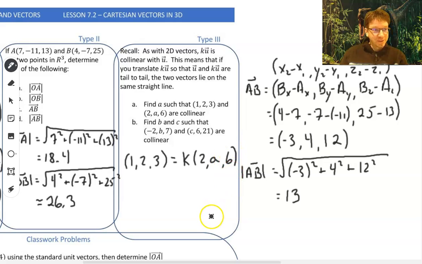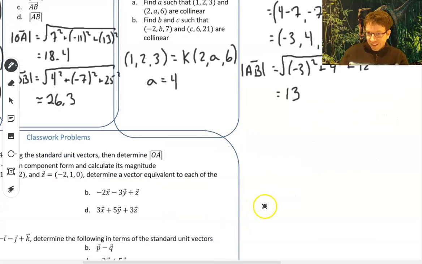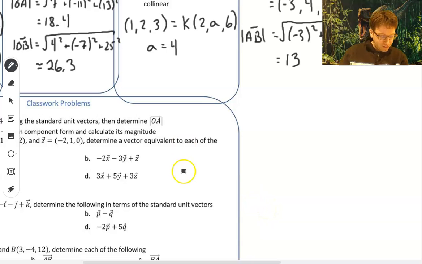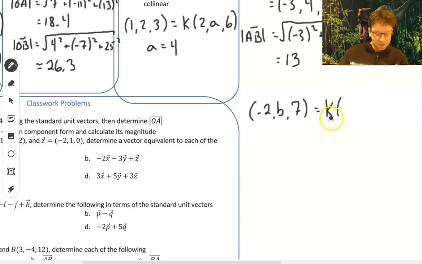Now this pattern is probably pretty easy to figure out. 1, 2, 3, 2, a, 6. I think we can easily see that a would have to be 4. Okay, part B is a little bit more tricky. Let me just scroll down. I'm going to use some space down here to do part B. So for part B, what we need is this vector -2, b, and 7. If it's collinear to the other vector, then we need some scalar multiple. It must be equal to some scalar multiple times that other vector, c, 6, and 21.